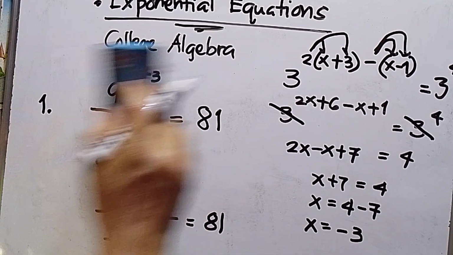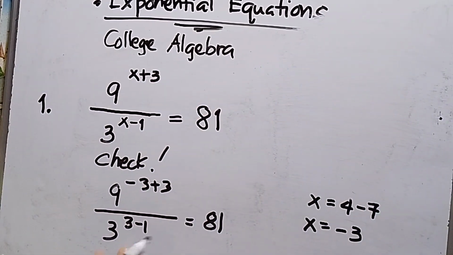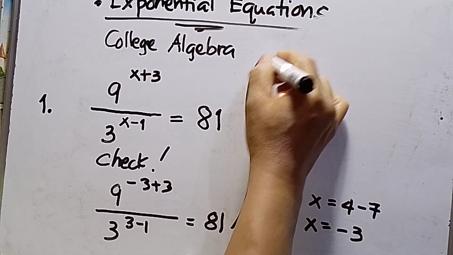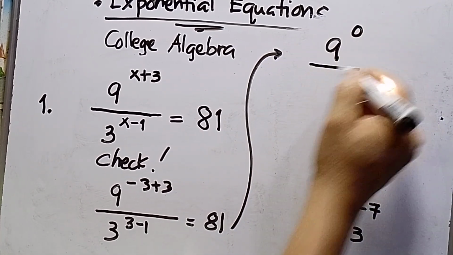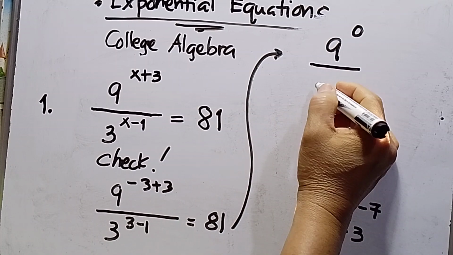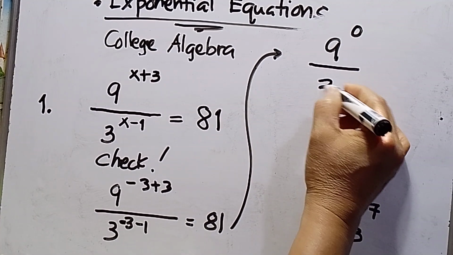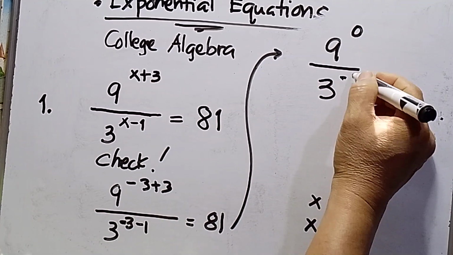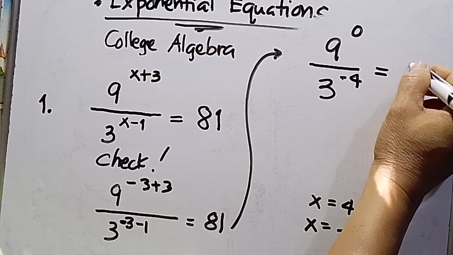Need to erase this one. So this will be 9 raised to the 0 power. Then this will be, wait, this is negative 3. Sorry, I forgot to write negative 3. So this will be 3 raised to the negative 3, negative 1, this is negative 4, is equal to 81.